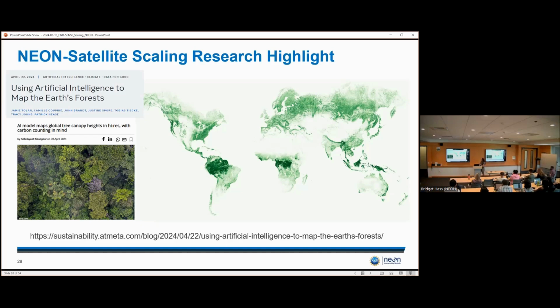So this study was actually carried out by Meta and the World Resources Institute, and it's using the AOP canopy height model data to make global maps of canopy height. And so they pulled in optical satellite data, trained it on the canopy height models, and then were able to create this kind of global scale map. And there's a blog about it, and it's an open paper with a GitHub repo. So kind of an interesting use case and really what NEON was designed to enable.